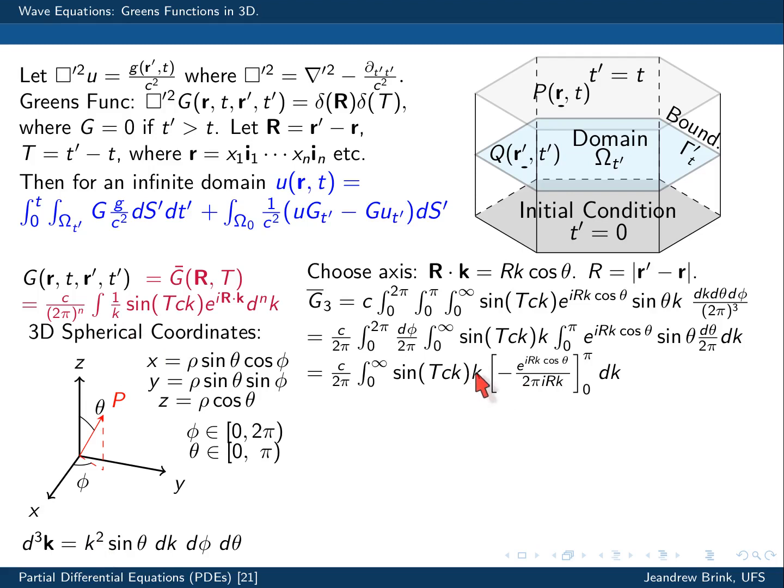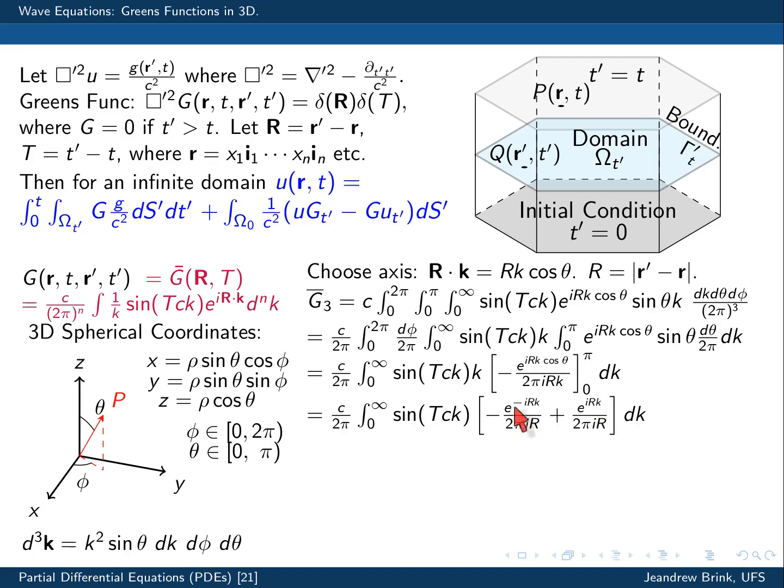So this now miraculously cancels out, and what we're left with is basically sine(ck) e to the minus i rk over 2 pi i r. Okay, r is not dependent on k, so we can move it out of the integral. In fact, this whole denominator we can move out. Plus this term evaluated at theta equals 0, so that is just e to the i rk over 2 pi i r.